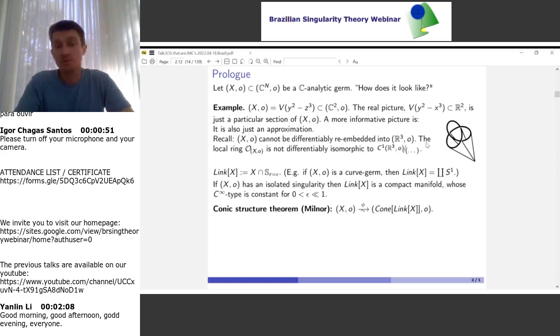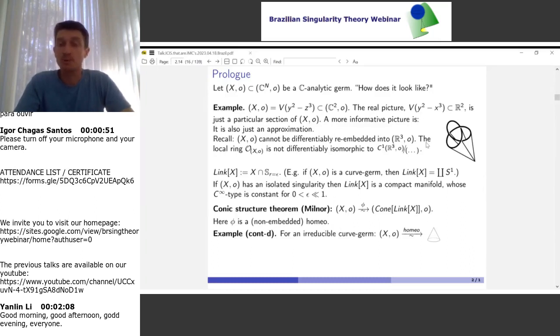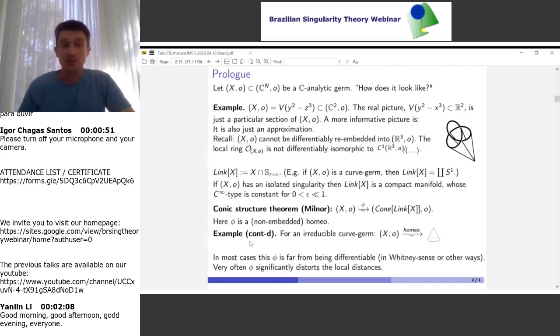Then the conic structure theorem of Milnor tells us that the germ is homeomorphic to the germ of the cone over its link. This phi is a homeomorphism. It is not an embedded homeomorphism; it is an abstract homeomorphism. Of course, we must forget about the embedding of the germ. This is the first step in the visualization process. Therefore, any irreducible curve germ is abstractly homeomorphic to just the cone over the circle, the simplest possible picture. And in most cases, this homeomorphism is very far from being differentiable.